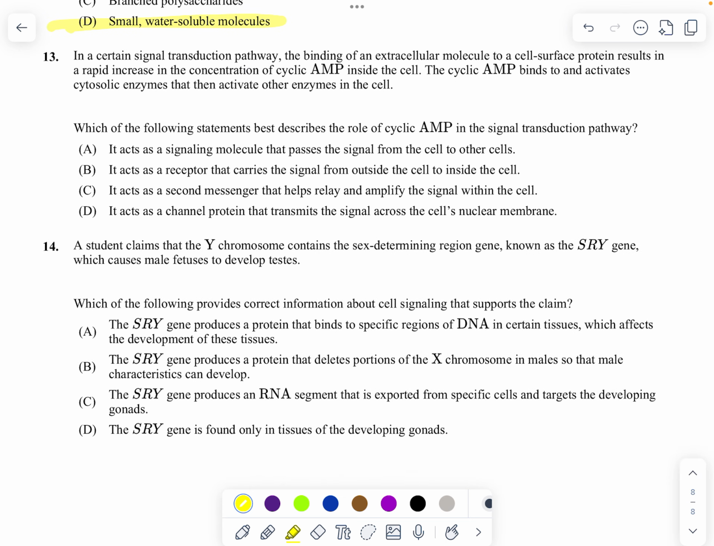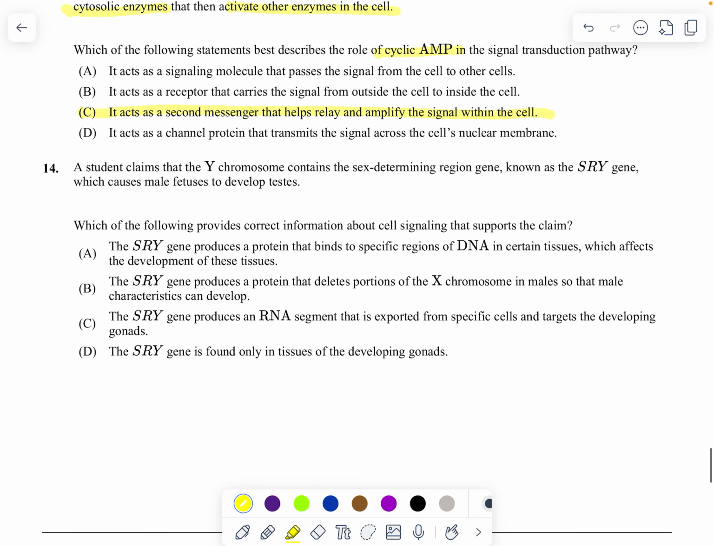In a certain signal transduction pathway, the binding of an extracellular molecule to the cell's surface protein results in a rapid increase of cAMP. Okay. The cyclic AMP binds to and activates cytoplasmic enzymes that activate other enzymes. Which of the following statements best describes the role of cAMP in the signal transduction pathway? This is a straight definition, kind of second messenger. And then finally, last one, number 14. Hope this was helpful to you guys.